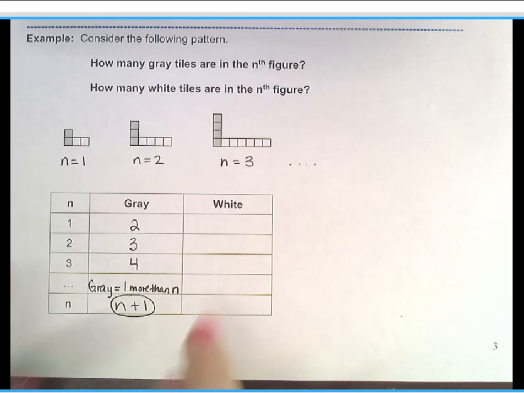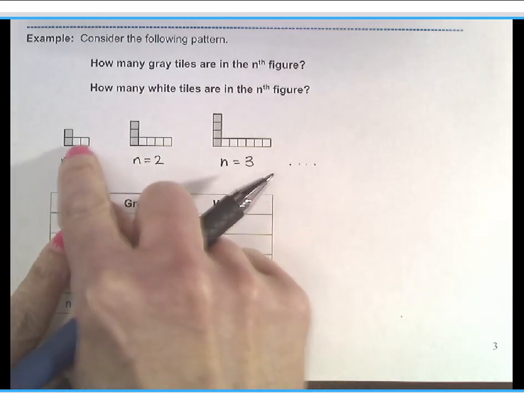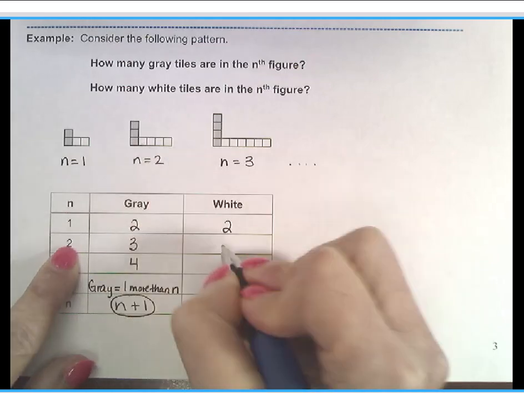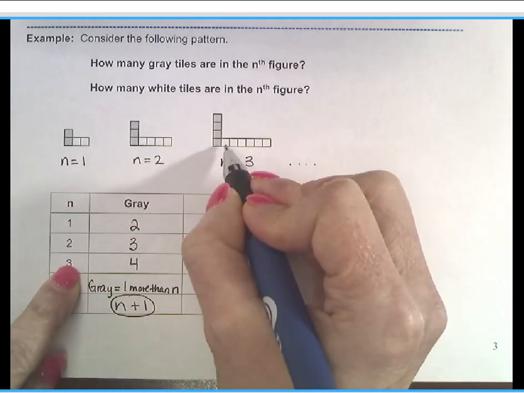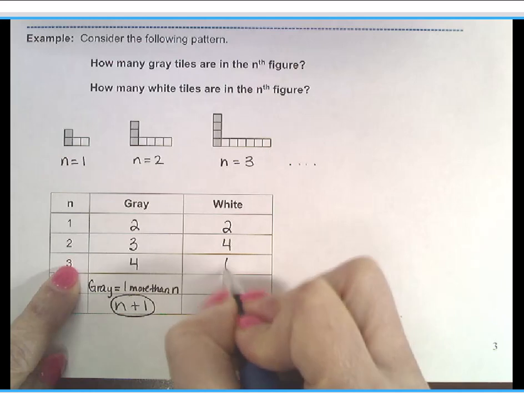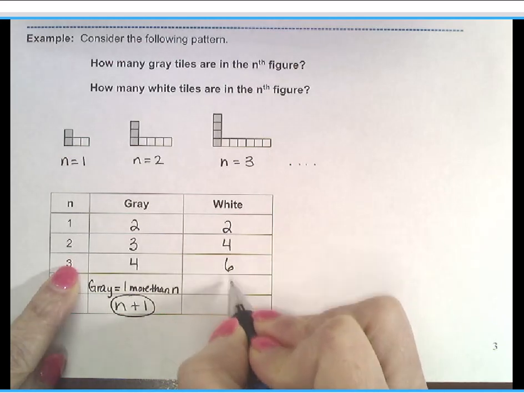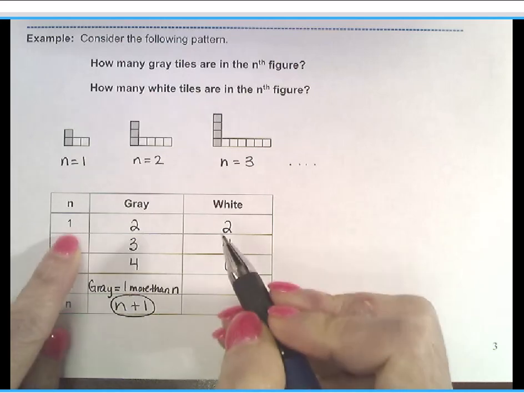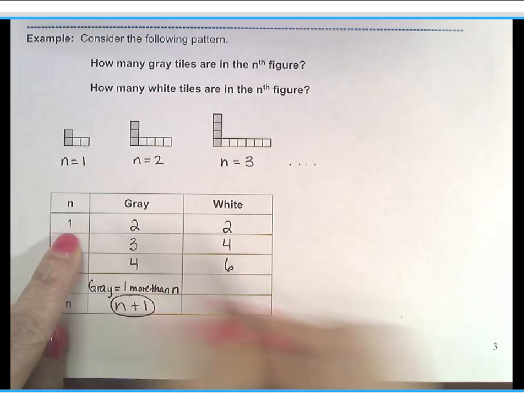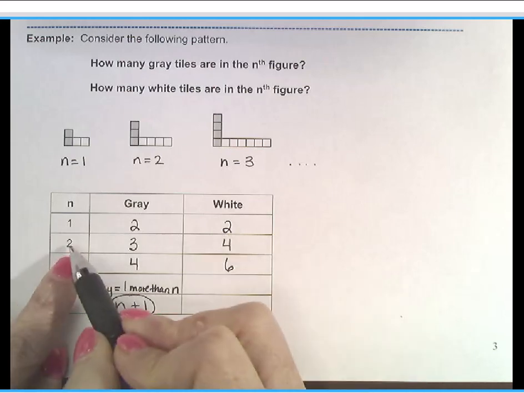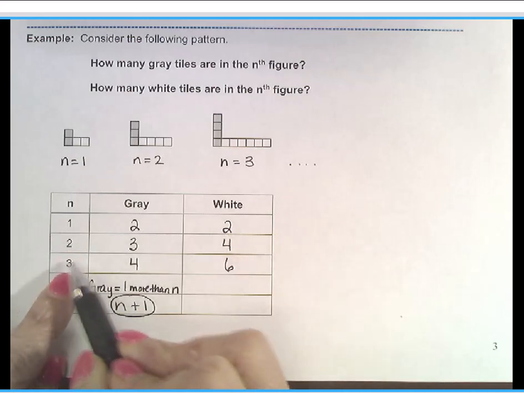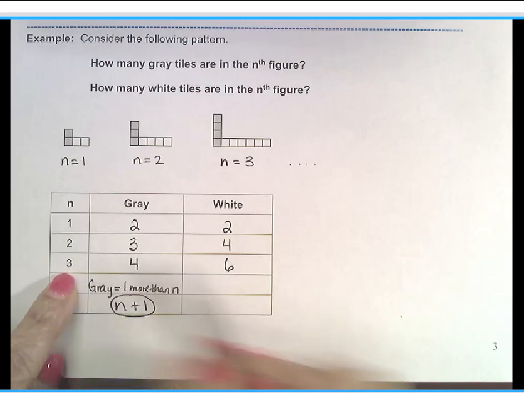So with the white tiles, in position 1, there's 2. In position 2, there's 4. In position 3, there are 6. And if you follow the pattern, the next one would have 8, and then 10, and then it's even numbers. So again, what could I do to 1 to get 2? What could I do to 2 to get 4? What could I do, like adding, multiplying? What could I do to 3 to get 6?